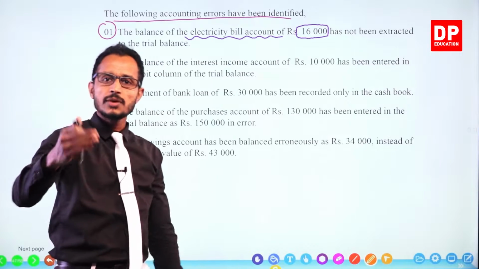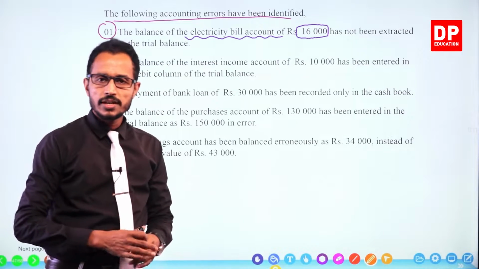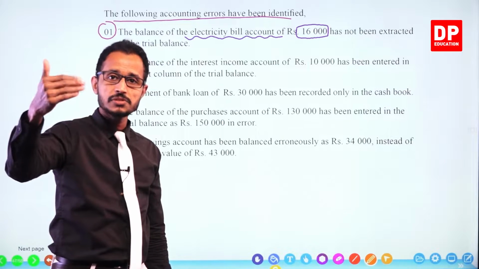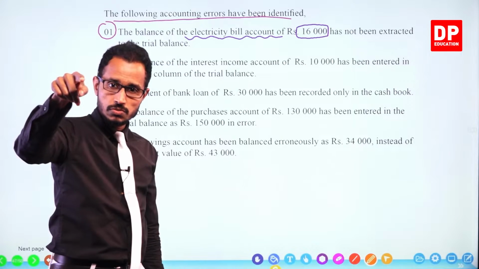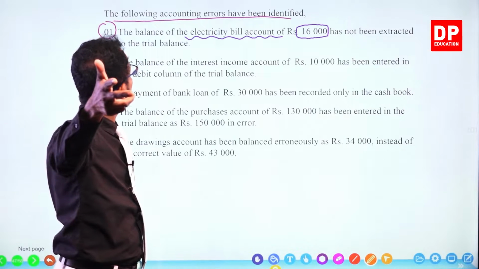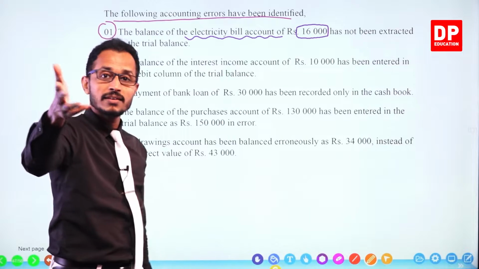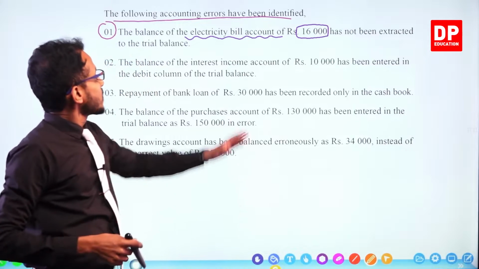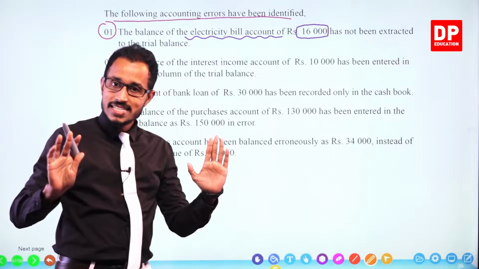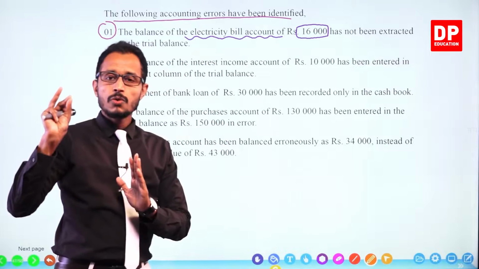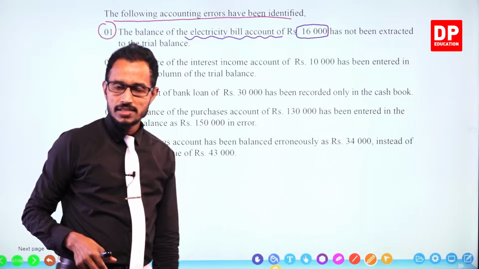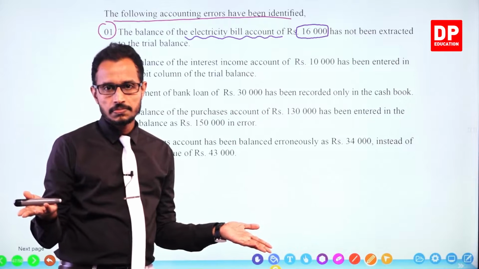We have to correct. Now you have to correct it. Tell me how to correct. You tell me how to correct this. Yes, you. Right, good. If the balance of a certain account is not extracted or not taken and entered into the trial balance, first of all, you must enter it.